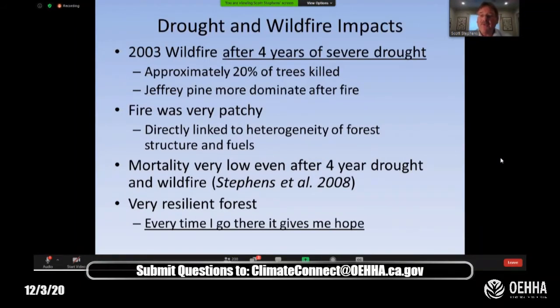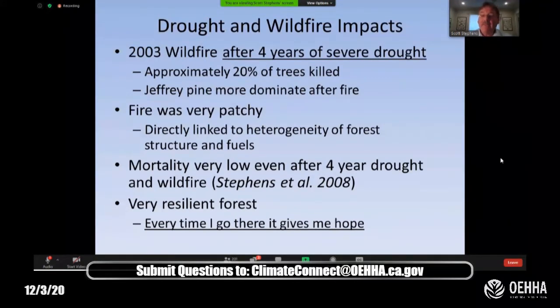So we had the drought from 1999 to 2002, and then a wildfire burns in the Sierra San Pedro Mártir. The next year, we've been working in there for a number of years. We found that even after the 4 years of severe drought and a wildfire, only 20% of the trees died in the area we were researching. 80% lived. And pine actually became more dominant afterwards. It's not surprising because it's more tolerant of both fire and temperature.